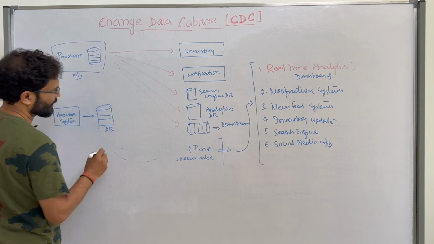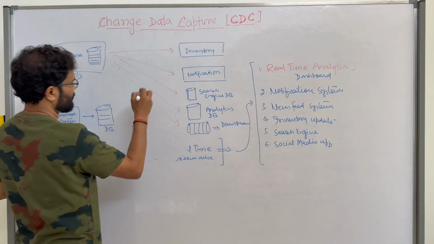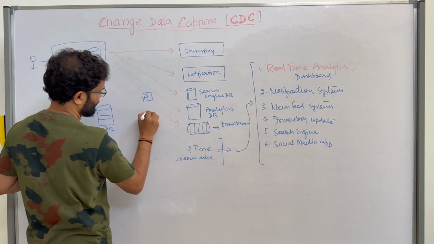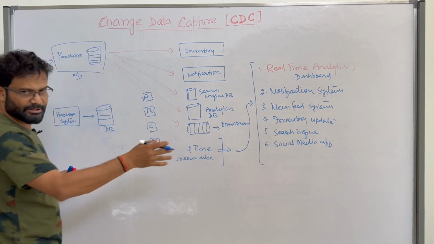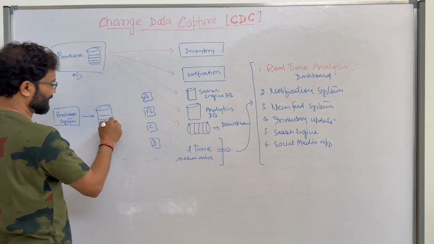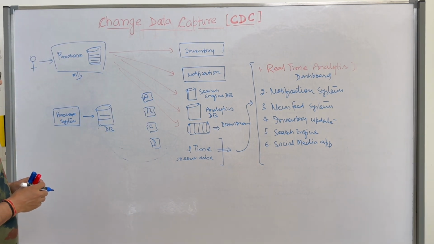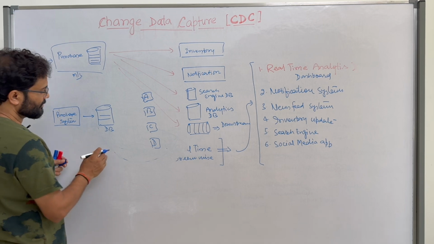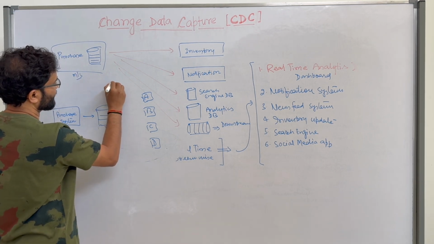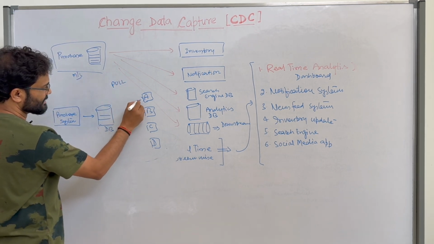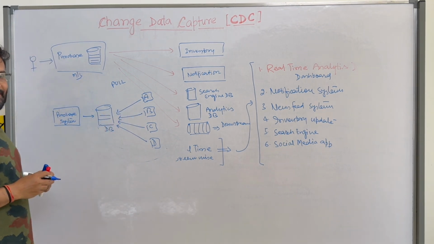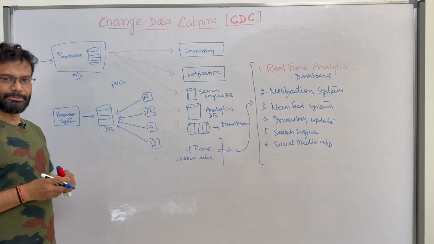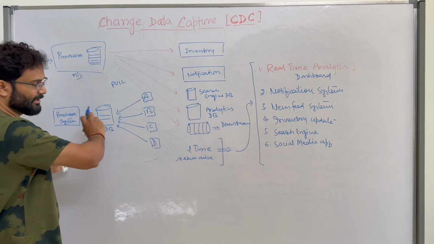And these are the components. Suppose A, B, C, D. These are various components that want to get updated if there is any change in the database. So there are two ways. One is the pull mechanism. This system will always keep checking: is any update there, is any update there? If there is an update, they will try to pull the data.